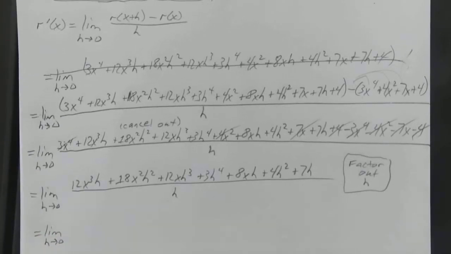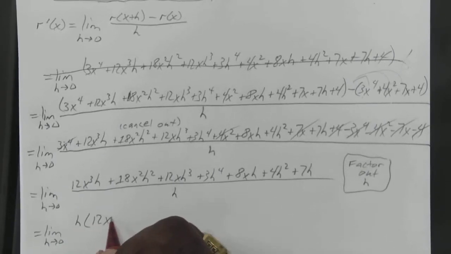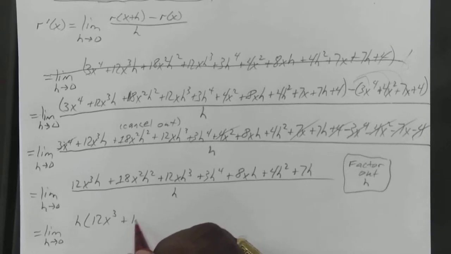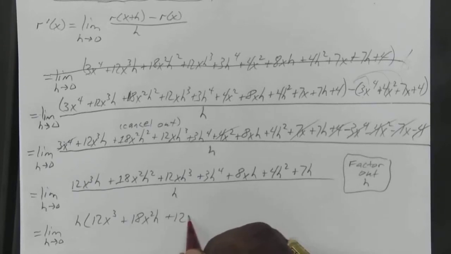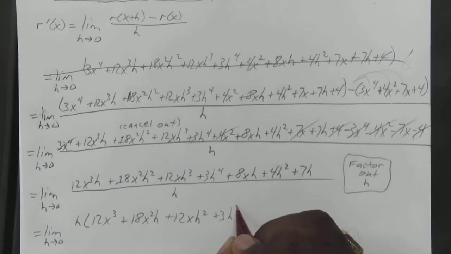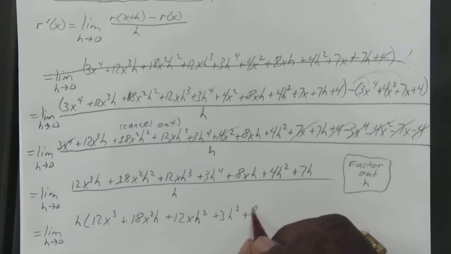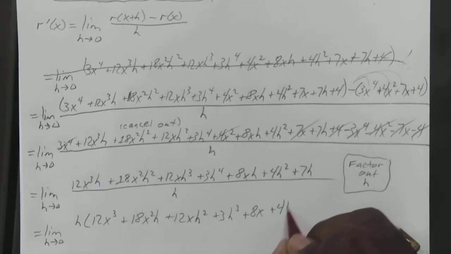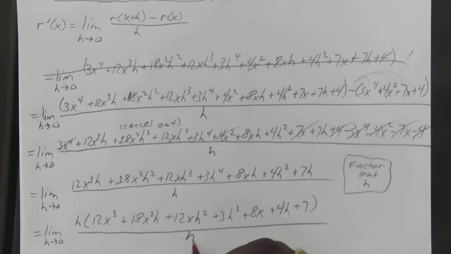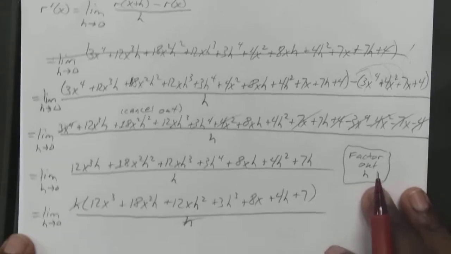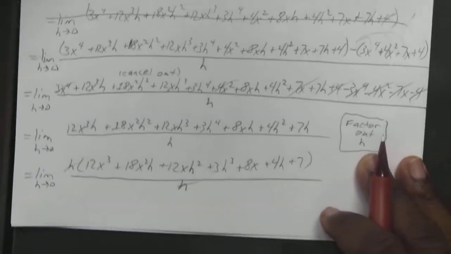Limit as h approaches 0. So if we factor out an h here, we have 12x to the third plus 18x squared h plus 12x h squared plus 3h to the third plus 8x plus 4h plus 7 all over h. And this is where that cancels. Move that up just a hair.